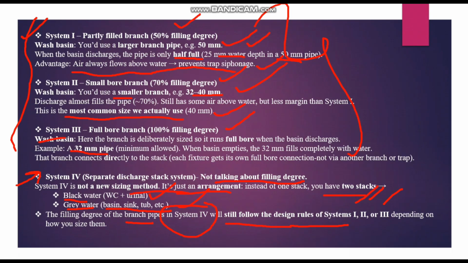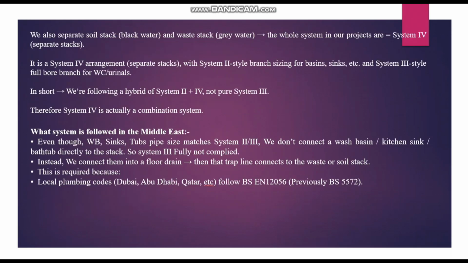Okay, now we will have an example for the understanding. So in this, what's practically normally followed, that we need to understand. We also separate a soil stack and waste stack, like a double stack system. The whole system in our projects is normally system 4. We normally follow this type of approach in high rise, super high rise buildings, all this kind of thing. We will have separate stacks. So it's a system 4 arrangement with system 2 style branch piping.